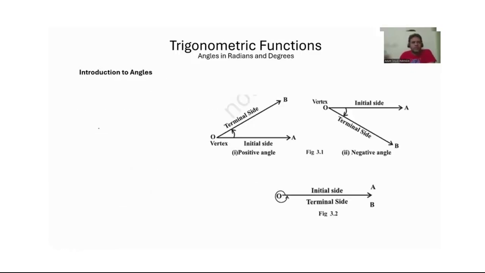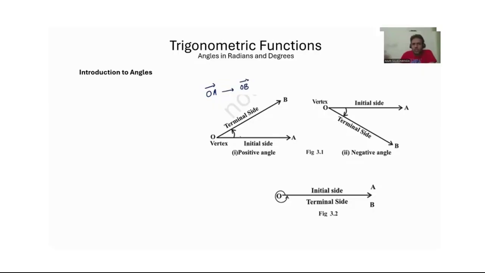So first let's look at the introduction to angles. What is an angle? We know, right? In trigonometry, we have learned in our previous classes angles like 30 degrees, 40 degrees, 60 degrees, 90 degrees. So basically what is an angle? If we take a ray, this is the initial side. Let's say OA is a ray that is at the initial side, and then it is moving to a position OB.